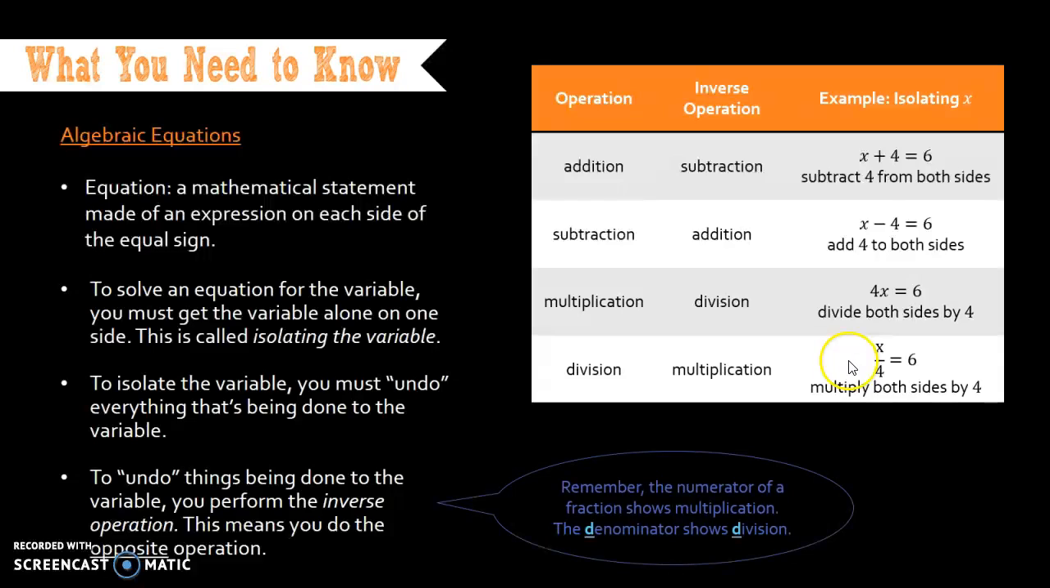And then here's that fraction one. Fractions show division, so I have 1/4 times x, or x divided by 4. I'm going to do the opposite, or multiply both sides by 4 to solve this last example.